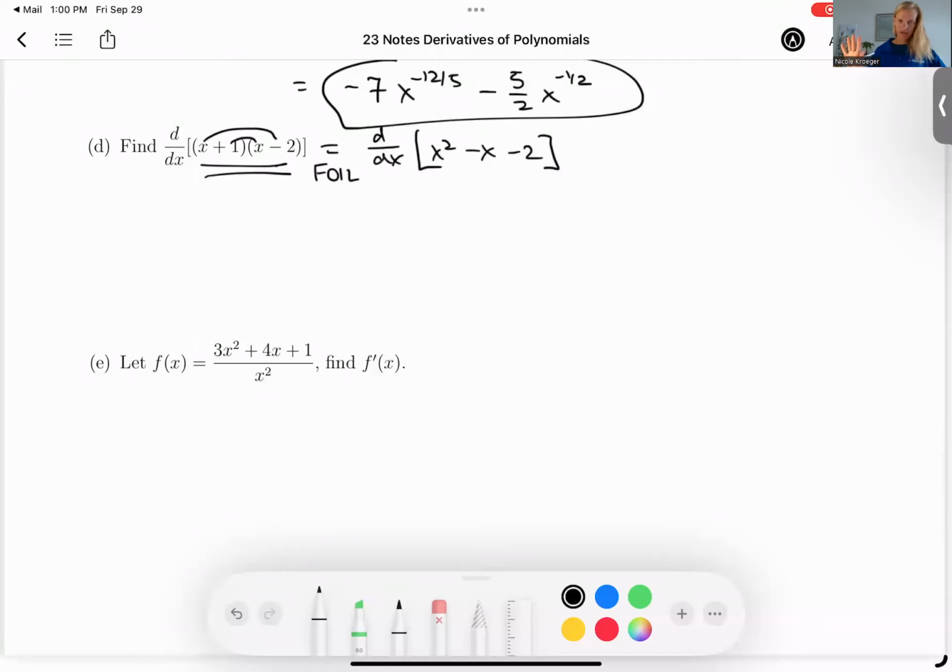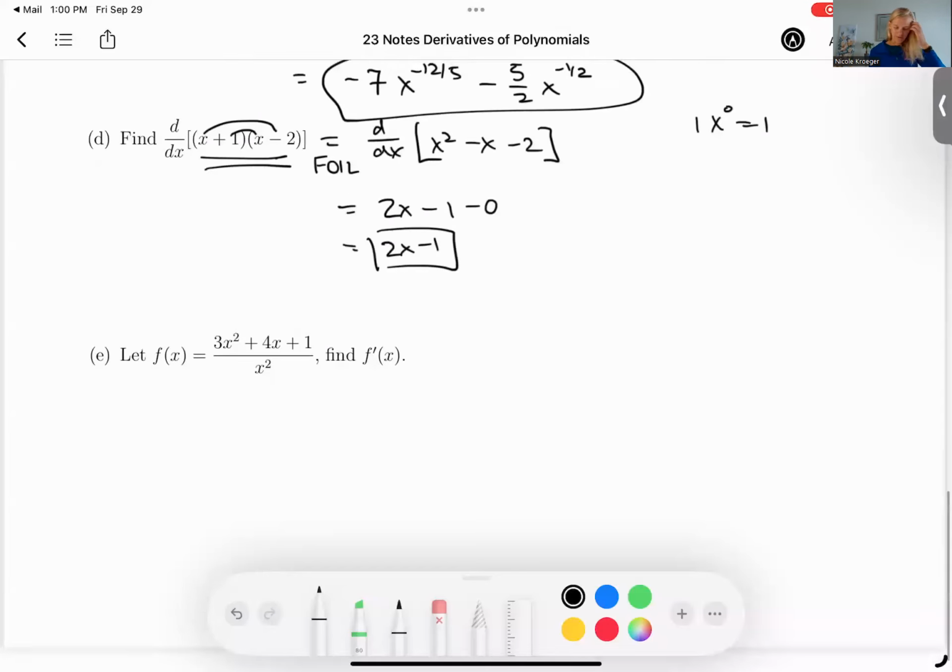Now there's just addition or subtraction, so I can take the derivative. X squared becomes 2x to the first. X just becomes 1, because remember that's going to be 1x to the 0, which is just 1. And then minus 2 becomes 0. So we're going to have 2x minus 1. Okay, so when we have multiplication right now, we need to rewrite that before we can deal with it. Same is going to be true about division in this piece.